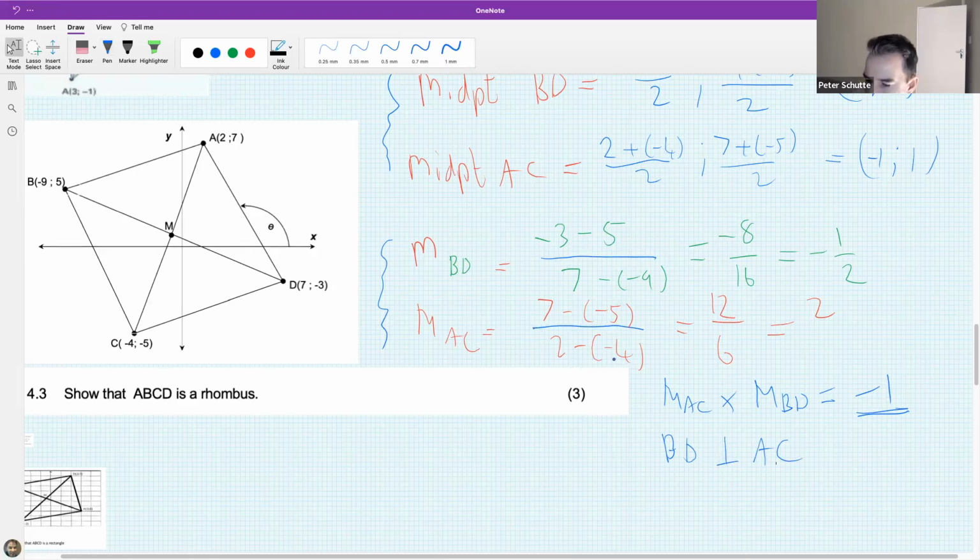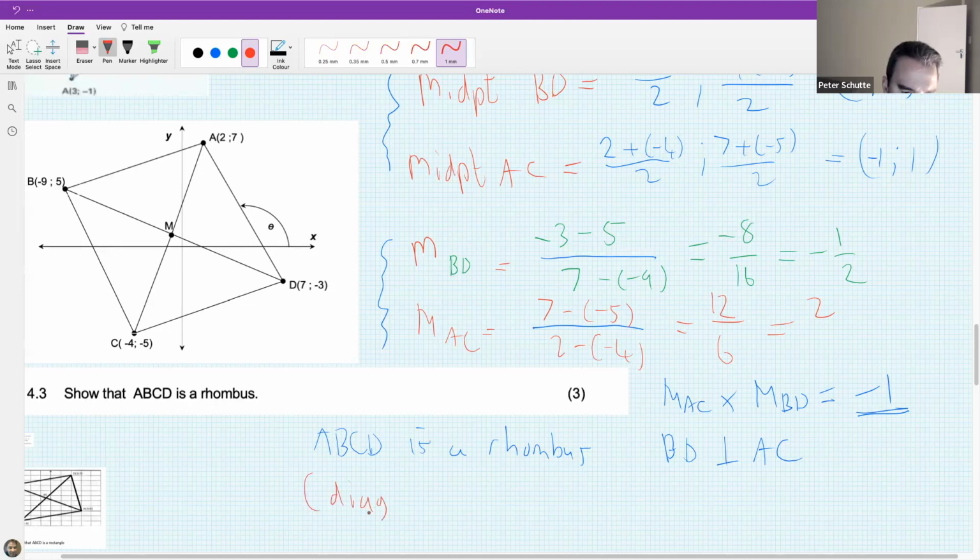So how do we finish this question off? What is needed to get full marks for it? So we should then say ABCD is a rhombus. And the reason it's a rhombus is that the diagonals bisect at 90 degrees. So, you know, the bisecting part, the fact that they cut in half, was handled here, and the 90 degrees was handled here. And that's how we do it.